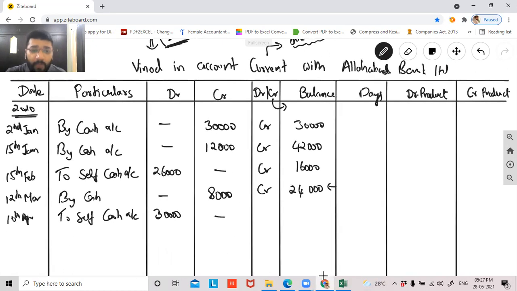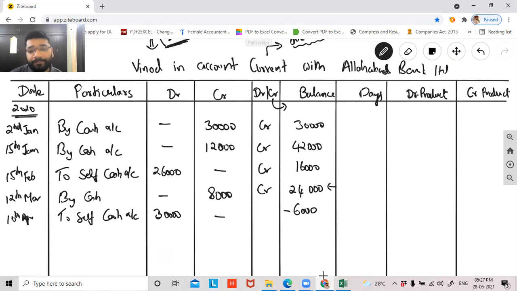Yes, sir. Now, guys, 30,000 rupees is withdrawn. So 24,000 minus 30,000. Can I say it is 6,000 rupees negative? 24,000 is there, but you withdrew 30,000. So can I say 6,000 extra is withdrawn? So 24,000 minus 30,000, can I say minus 6,000?